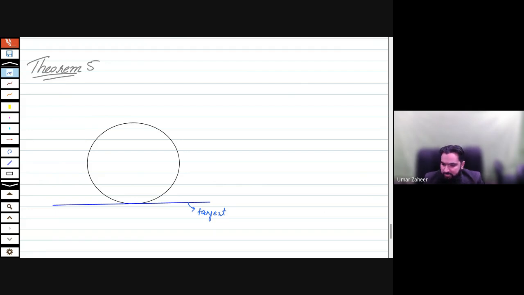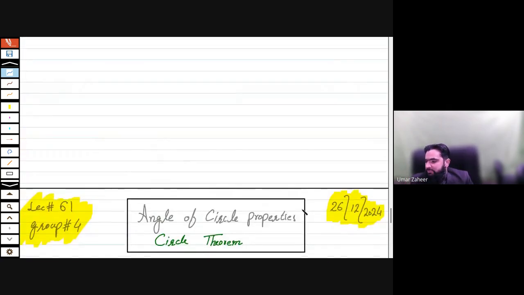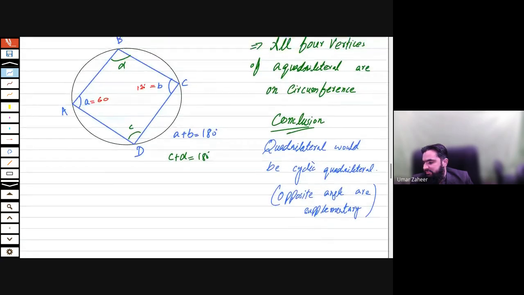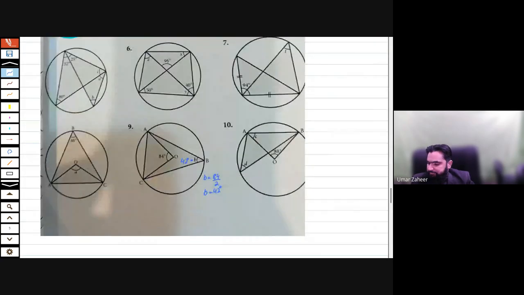And I draw a radius, and the radius and the tangent meet at the same point. Let's say this is a point, and the radius and the tangent meet at the same point. The property is that the angle between the tangent and the radius is always equal to 90 degrees. The angle between the radius and the tangent is always equal to 90 degrees. So in this one, we have the observation. One second, I will check. Green one. Okay.